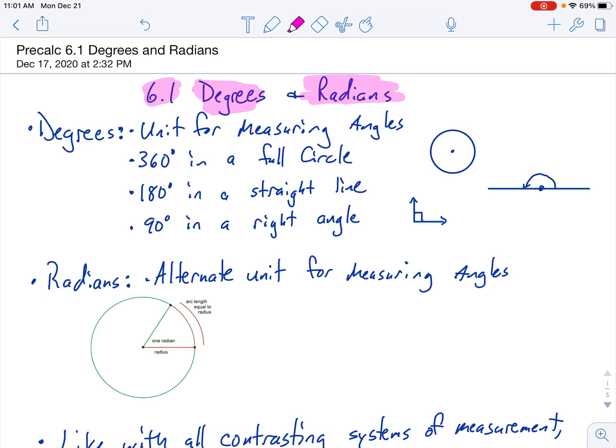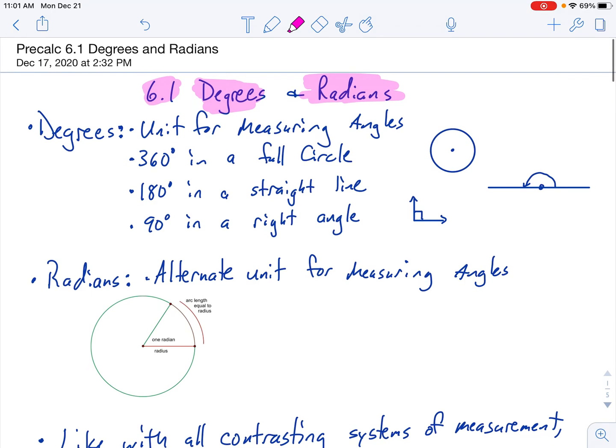Almost everyone is familiar with this. A degree is a unit of measurement for an angle. There are 360 of them in a full circle. A straight line has 180 degrees. A straight line is basically half a circle. A right angle is 90 degrees. 1 degree is very, very small. So if 360 degrees fit in a circle, 1 degree would look very, very small, sort of like that.